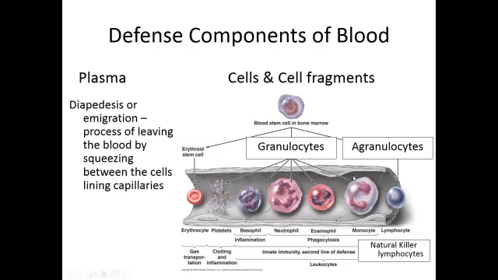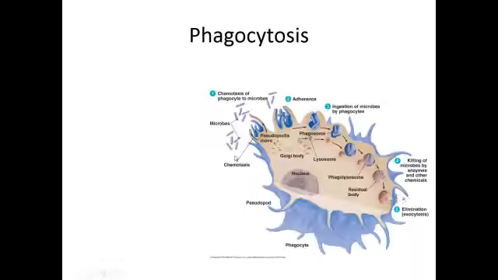Monocytes, generally speaking, wander about the body in capillaries, but eventually they will leave the capillaries, move into the tissues, and mature into macrophages. We're going to talk about the functions of basophils, neutrophils, eosinophils, monocytes, and natural killer cells during the course of this topic. First, let's talk about phagocytosis.